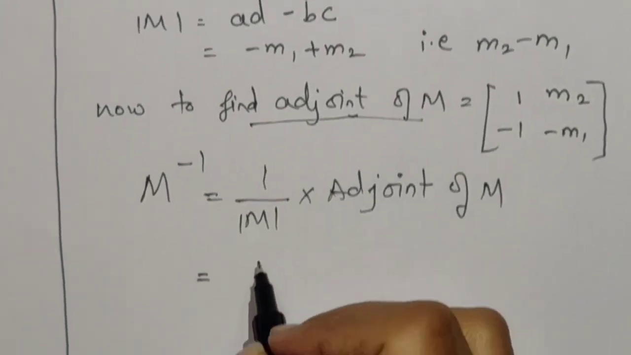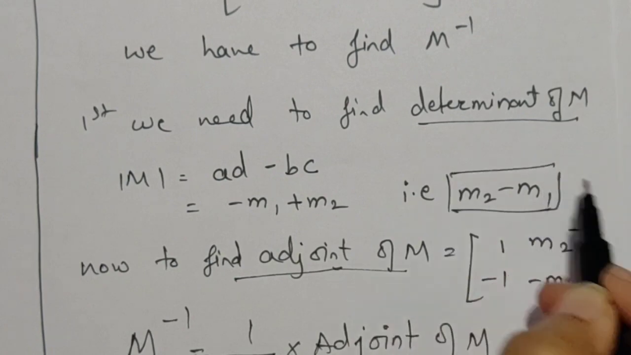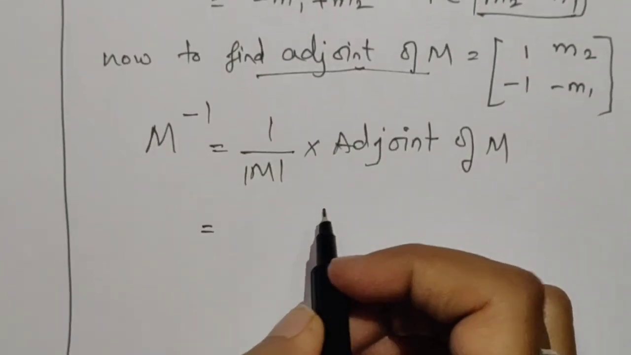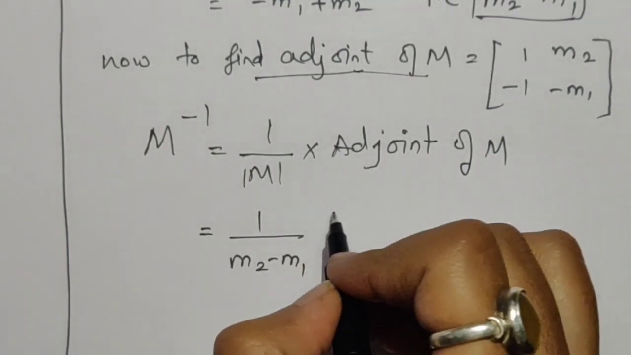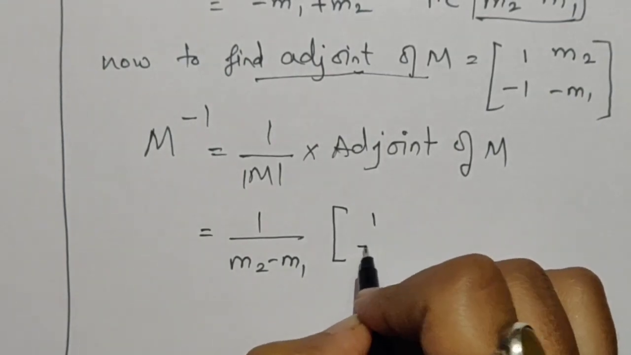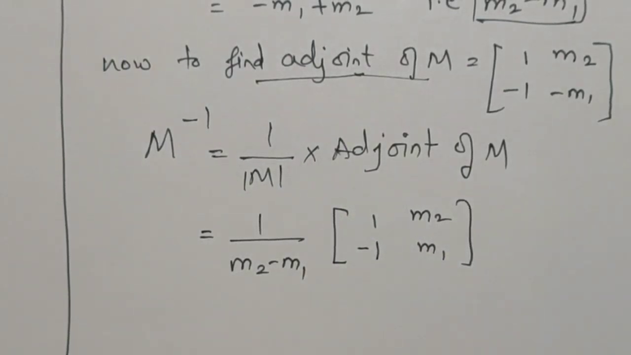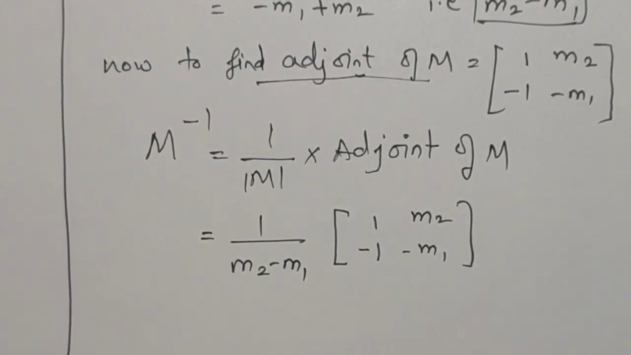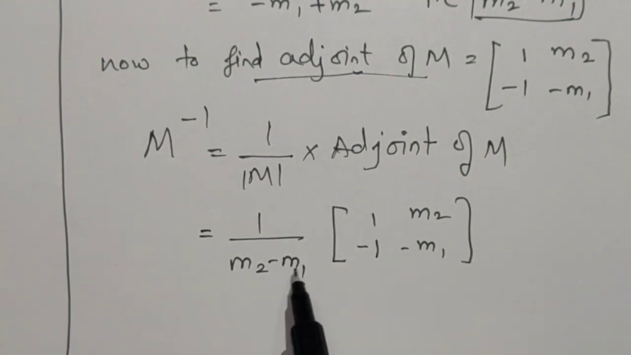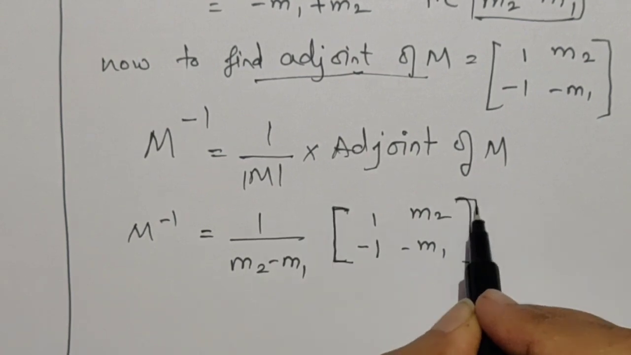We have already got the determinant as m2 minus m1. So I will write here 1 upon m2 minus m1 and the adjoint of M, that is 1, minus 1, m2 and m1. Now I have got this matrix, and I need to find the inverse of matrix M. So this is the M inverse. Now I will make this multiplication.